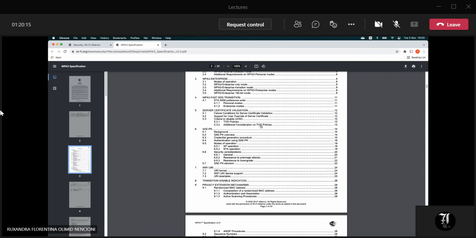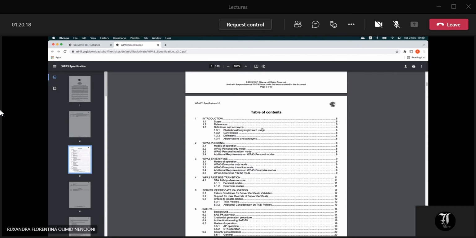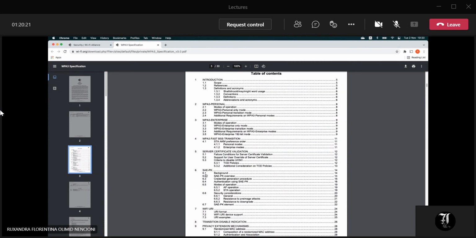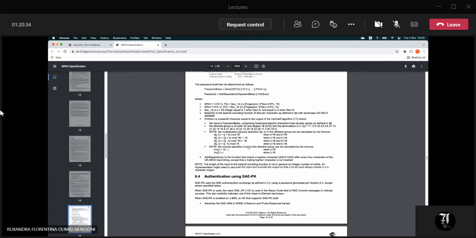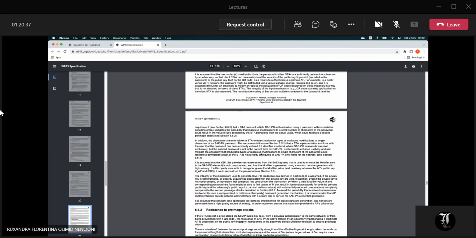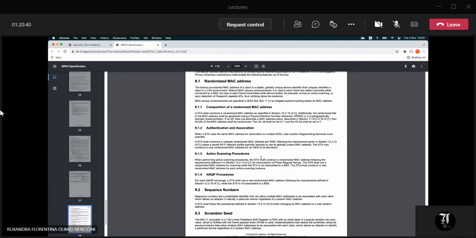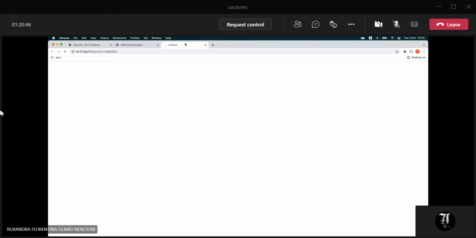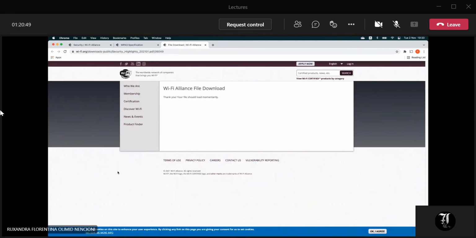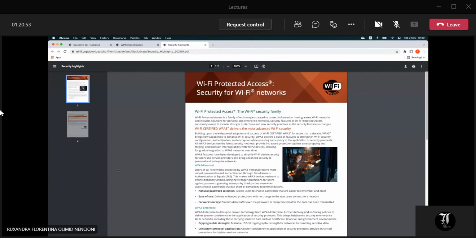If you want to know much more about how WPA3 works, about how this simultaneous authentication of equals is working, how WPA3 Enterprise versus Personal works, or so on, you have here all the information that you require, with all the details and so on. Sometimes it is more technical, but sometimes it is even easier to read or to understand, like this one, for example, Wi-Fi Protected Access: security for Wi-Fi networks.